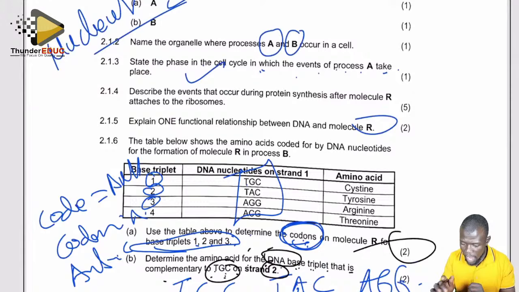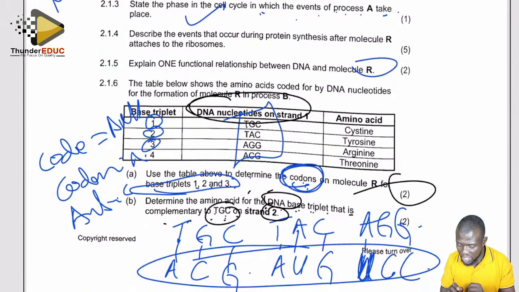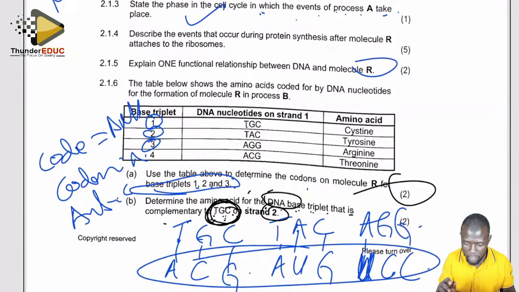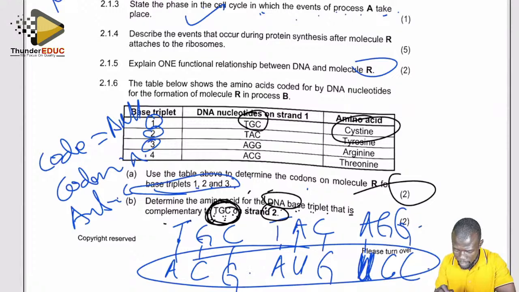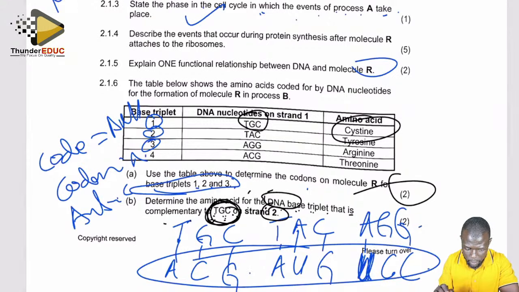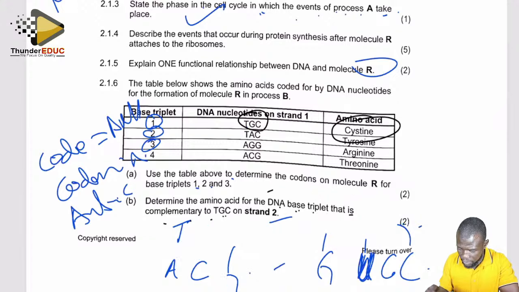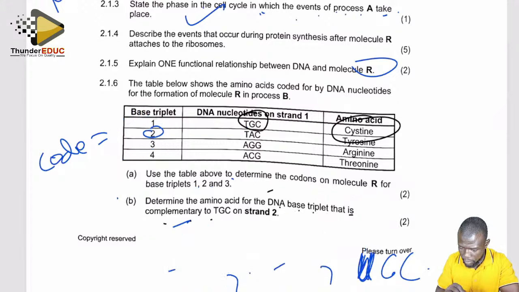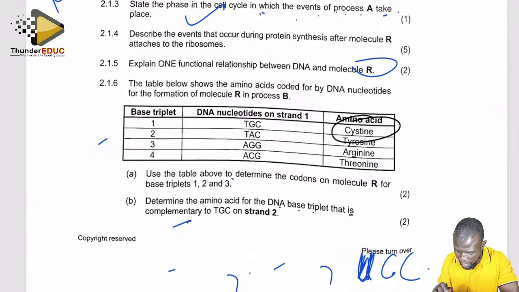Strand 2 is DNA, and what is here is also DNA. Since they are giving you DNA and they are looking for DNA, then definitely we are not changing anything. So it's going to be TGC. Let me clear it up. So it's going to be cysteine. So that's what it's going to be. Let me check properly. Yes, cysteine.